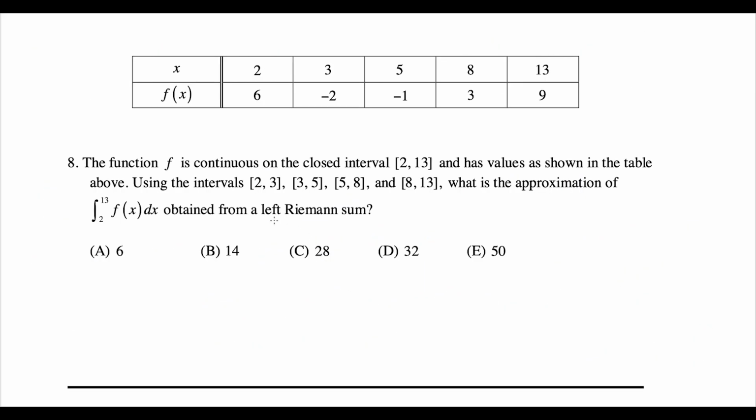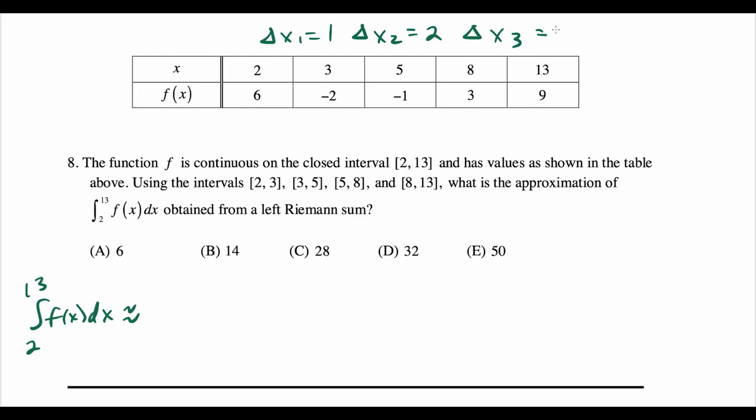For question 8, we're doing a left Riemann sum, and we have 4 subintervals breaking up the interval from 2 to 13. And we want to approximate the value of this definite integral here from 2 to 13 of f of x dx. So what you could do is find the 4 delta x's. The first delta x, from 2 to 3, this is the first subinterval, is going to be a distance of 1. And then the second, delta x sub 2, is going from 3 to 5, and that's a space of 2. And then delta x sub 3 would be the space from 5 to 8, which is equal to 3. And then the last one, delta x sub 4, would equal 5. That's the distance from 8 to 13.